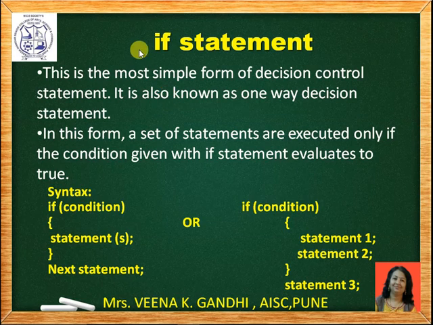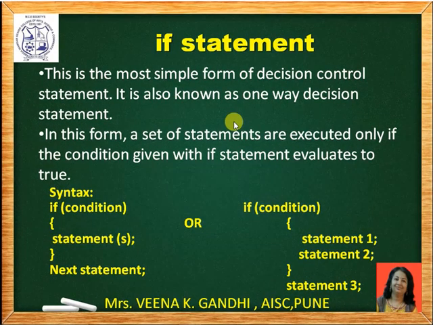Now the first statement is the if statement. This is the most simple form of decision control statement. It is also known as a one-way statement because only one alternative is provided. In this simple if statement, the set of statements will be executed only if the condition given in the if statement is true. In C language, any non-zero value is assumed to be true and 0 is assumed to be false.